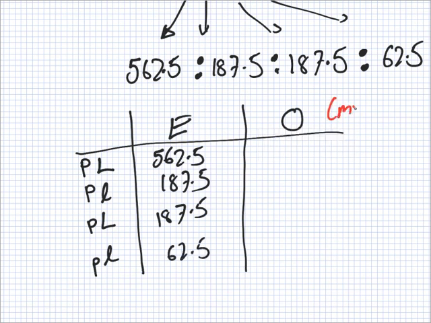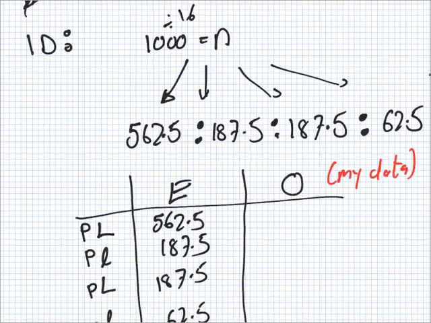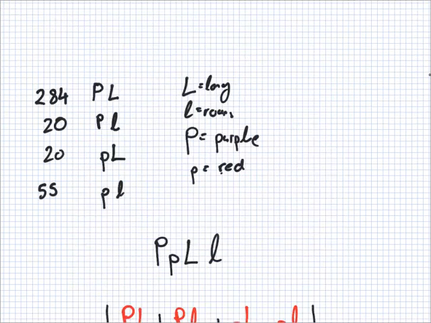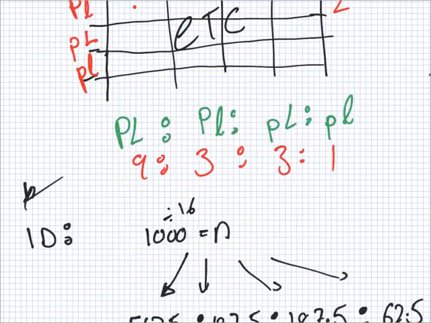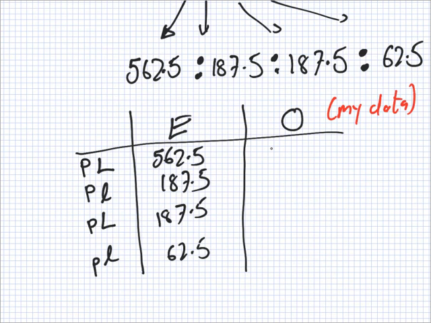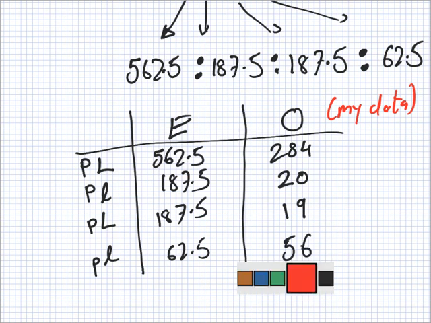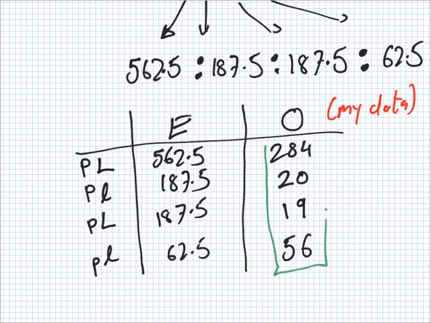Well, that depends on my data, because I gave each student different data. Now, you gave me some data at the start, so I'll use data that's similar to it. So 284, 20, 55. So we'll say 284, I'll change it a little bit, I'll say 19 and 56. And this is my data. This will be different for everybody. That's it for the first part, task 2A.